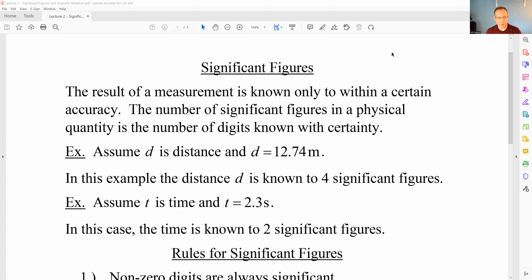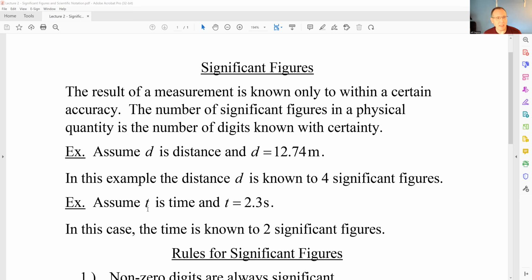Okay, so first, in general, the result of a measurement is known only to within a certain accuracy, and the number of significant figures in a physical quantity is the number of digits known with certainty. So, for example, let's say we're measuring the distance of something, which I'm calling d here. And let's say we record that value as 12.74 meters. So in this example, and I'll explain why in a minute, there's actually 4 significant figures. Each of these digits is significant.